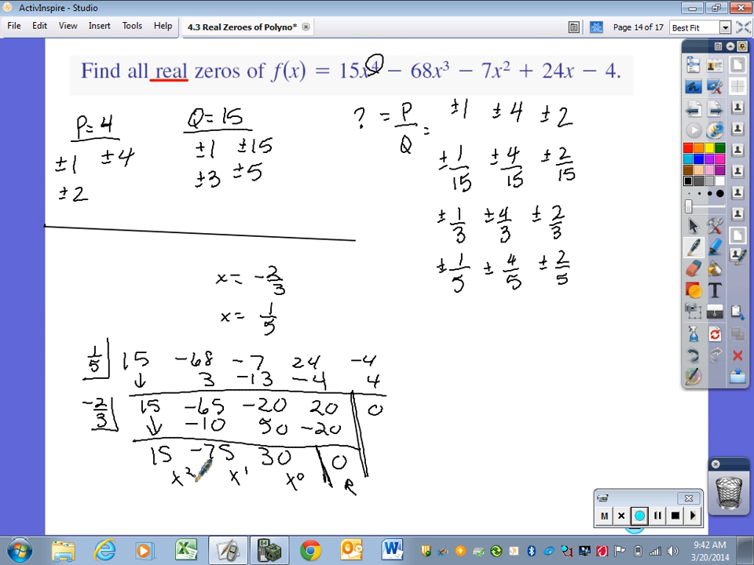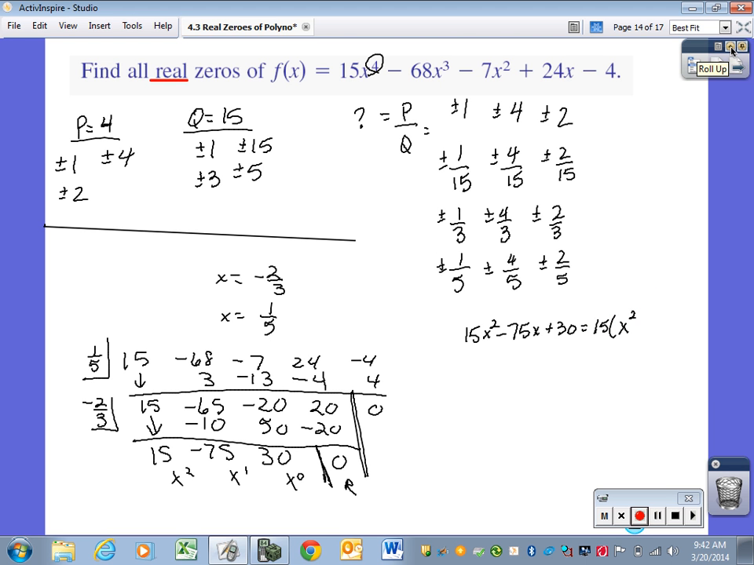So this is remainder, x to the 0, x to the 1, x squared. So I have 15x squared minus 75x plus 30. There's a 15 in there. x squared minus 5x plus 2. Are there factors of 2 that add up to 5? No, so I'm going to have to use the quadratic formula.